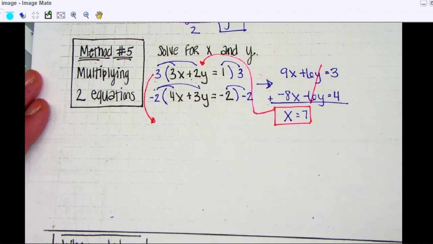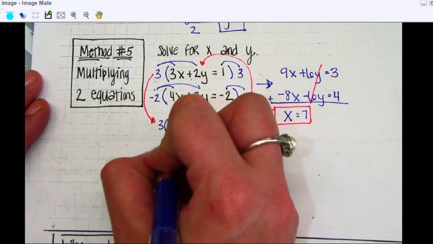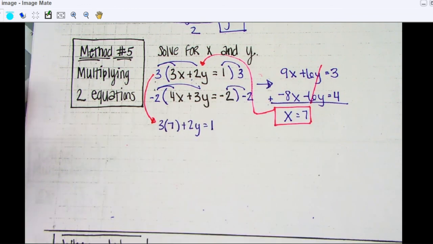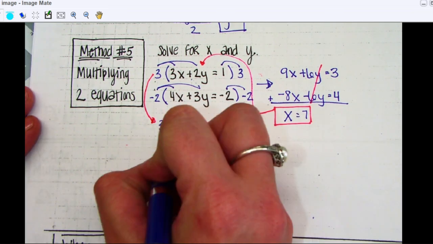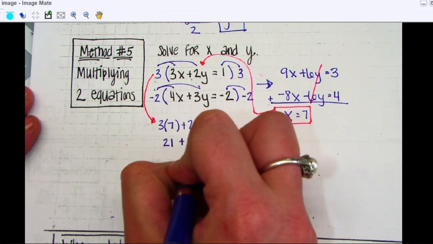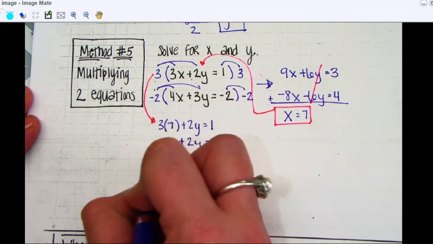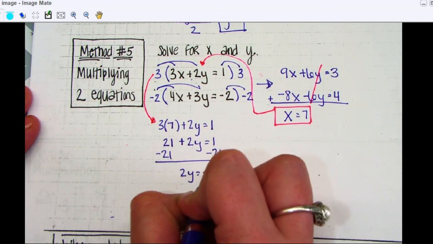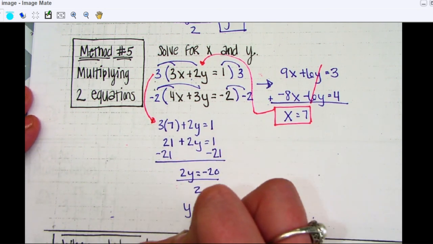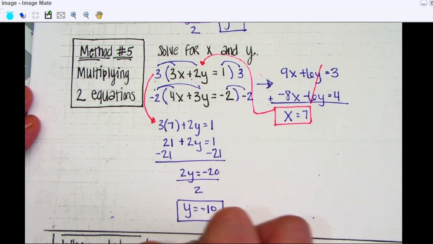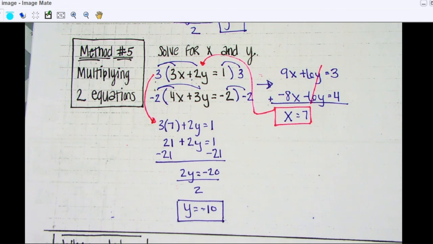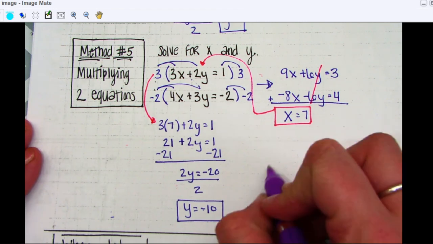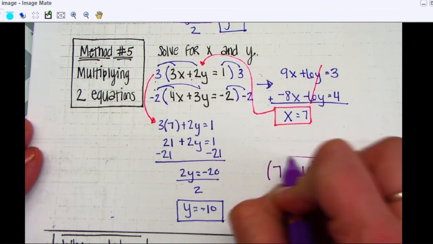You can plug it into any. It doesn't matter. But always plug it into the original, not the one that you manipulated. So 3 times 7 is 21. Subtract your 21. 2y equals -20. So y is -10. From here, we're going to make sure that we are writing our answer as coordinates. 7, -10.